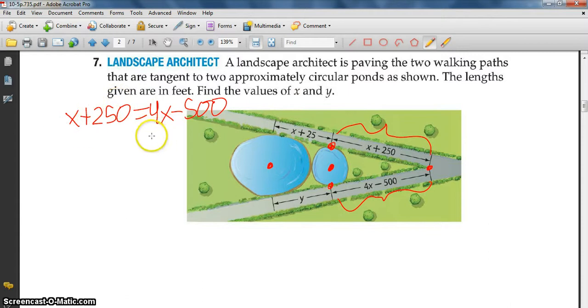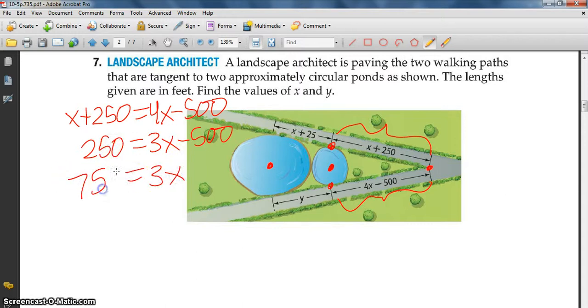So solving for x, subtract x from both sides, add 500, and divide by 3. And now that I know what x is, I can do my next part here.